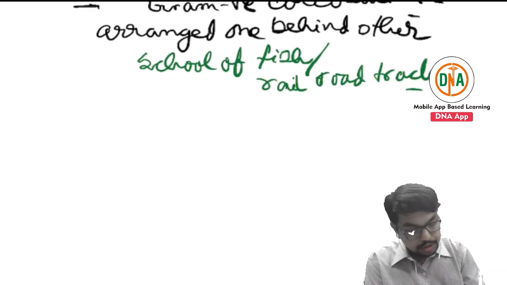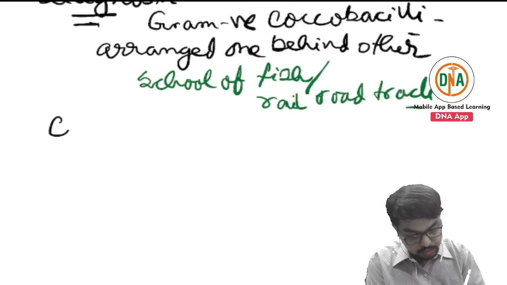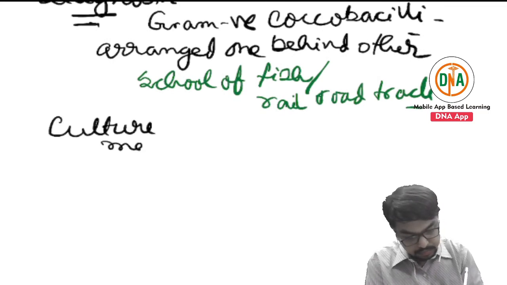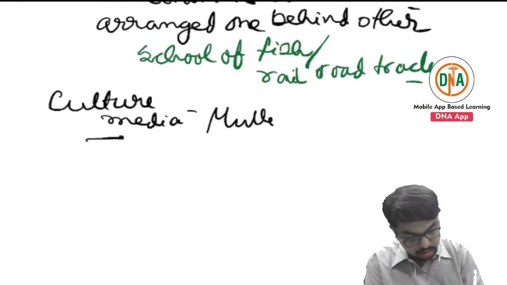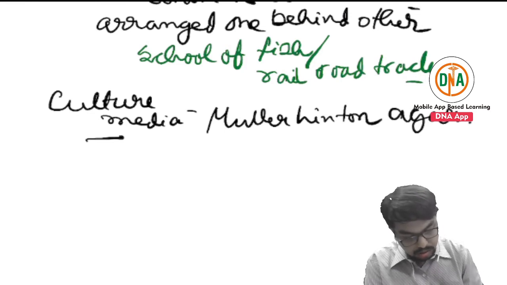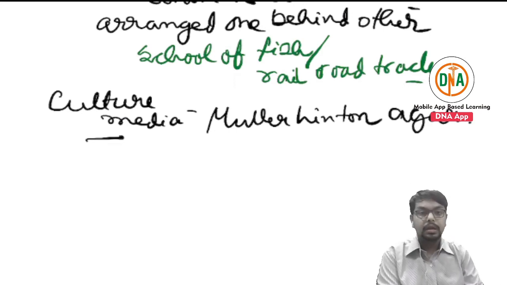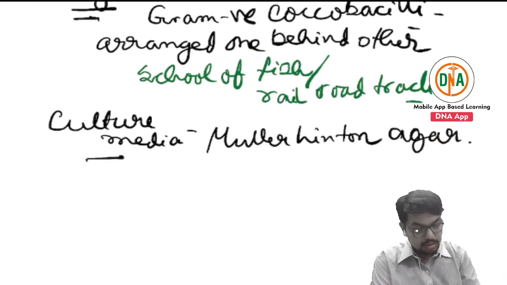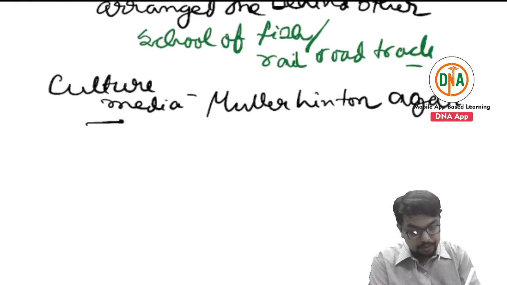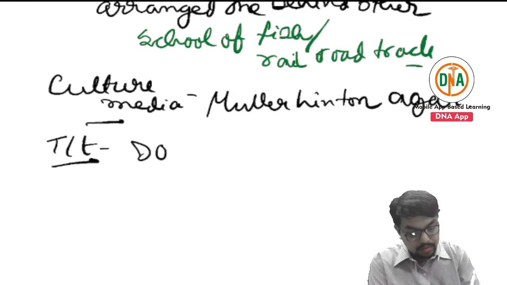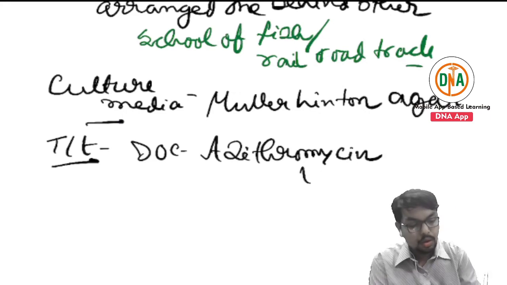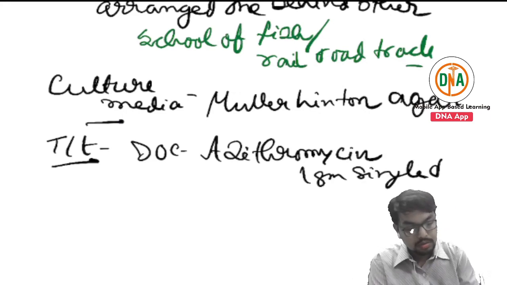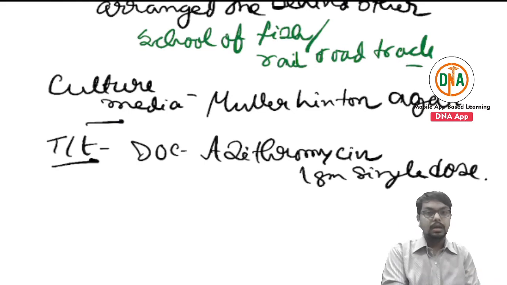Next, what is the culture media that we use for Haemophilus ducreyi? We use Mueller-Hinton agar. Mueller-Hinton agar is used. What is the treatment for chancroid? Here the drug of choice is azithromycin. Azithromycin, 1 gram single dose.